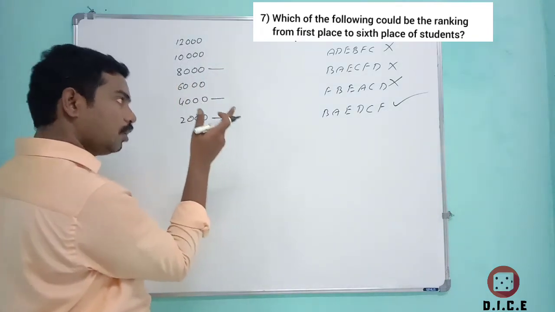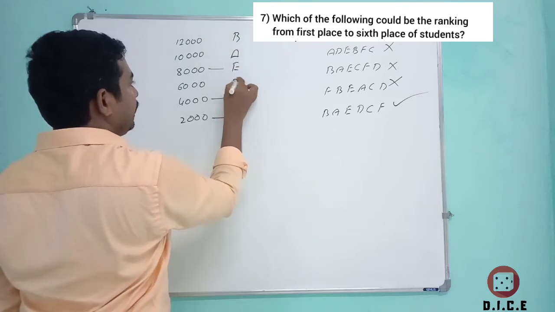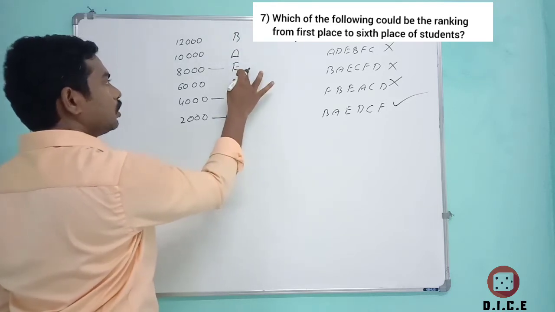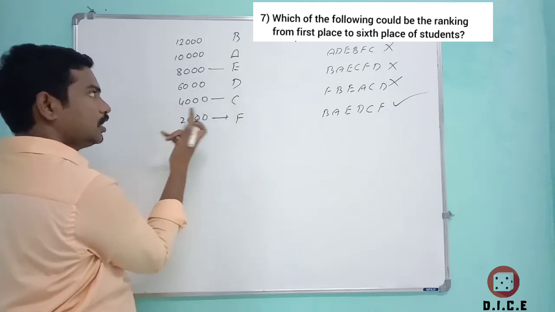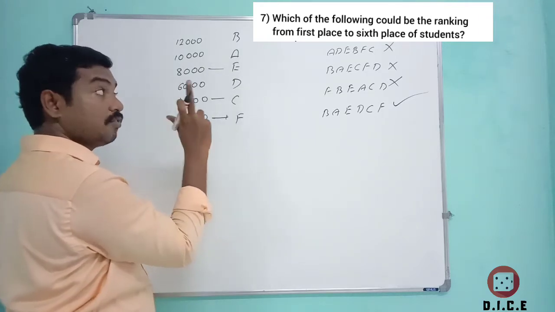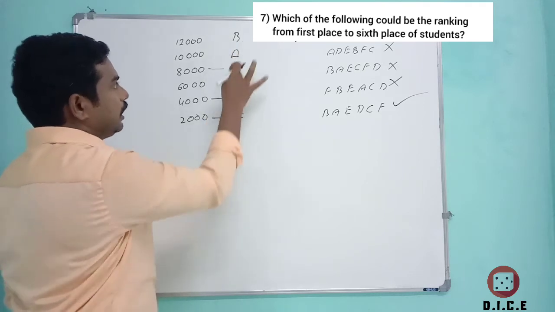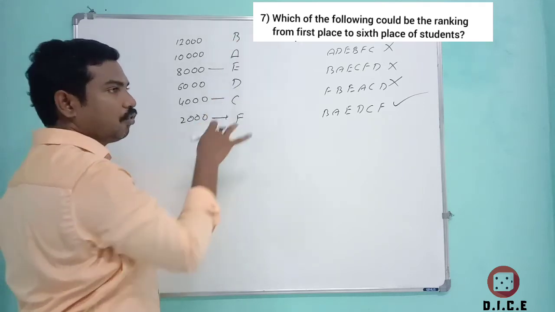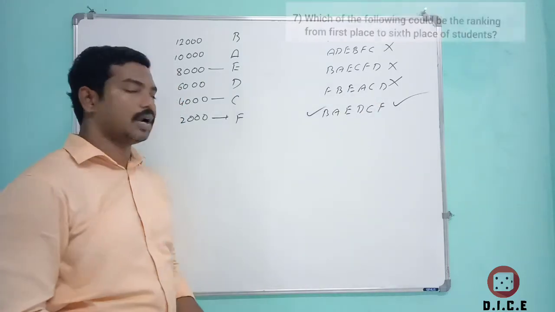If you want to check it out, option 4 also: B, A, E, D, C, F. E got 8,000, that's fine. The difference between C and F is 2000, 4 minus 2 is 2000. And also the difference between D and F is at least 4000, 6000 minus 2000 is 4000. A got less than B. So all 4 conditions match in option 4. So option 4 is your answer.